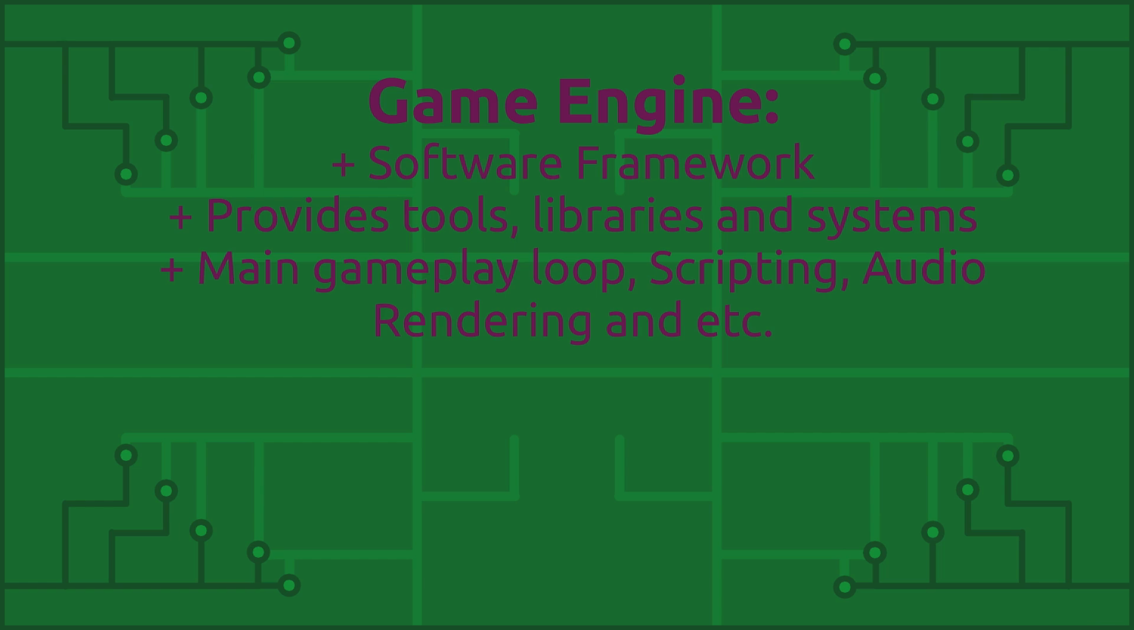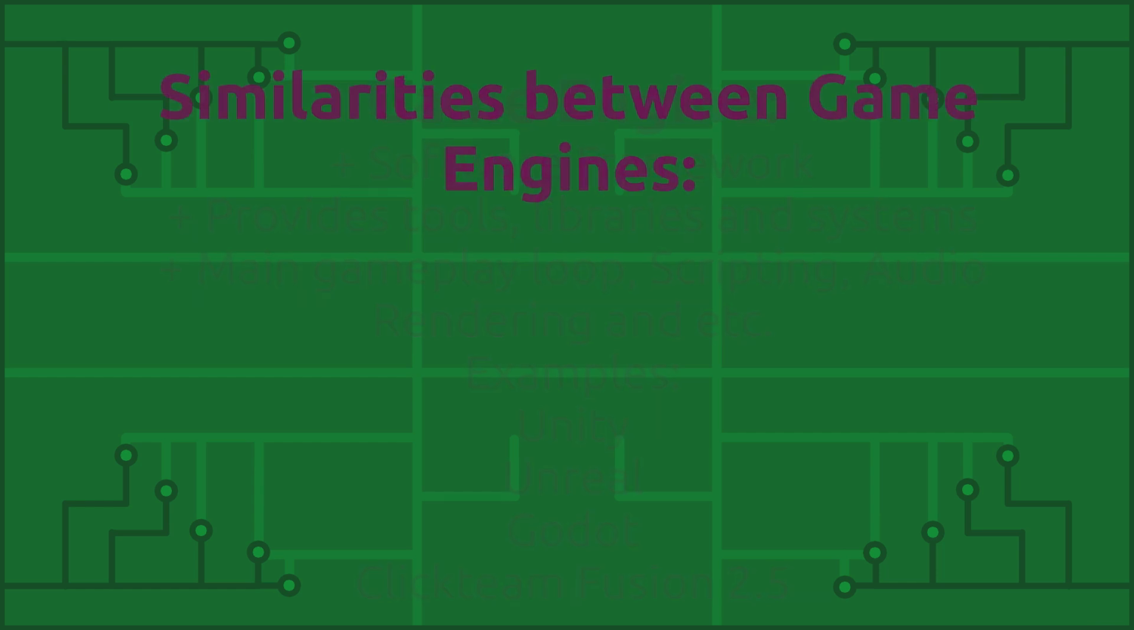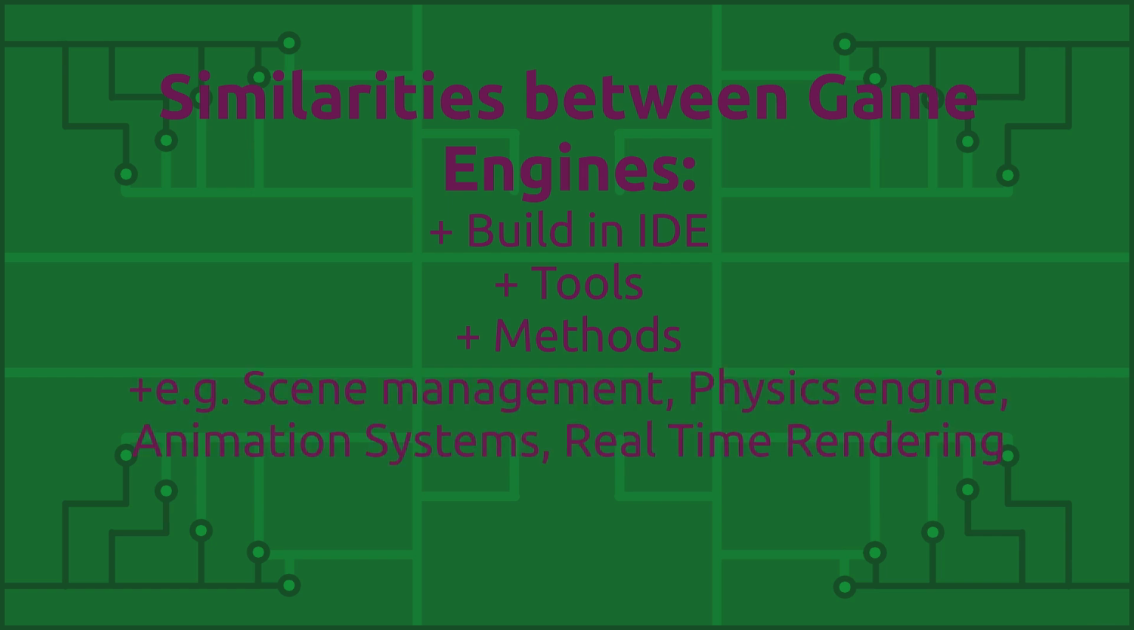You can think of a game engine like starting with the bare chassis of a car, which needs an outer shell, engine, transmission, and gearbox to work, representing the graphics, code, sound, and writing respectively. Some examples of game engines are Unity, Unreal, Godot, and ClickTeam Fusion 2.5. What all these engines have in common is that they have a built-in IDE, tools for importing sprites and 3D objects, and methods that are catered specifically to creating games, like scene management, physics engines, animation systems, and real-time rendering.